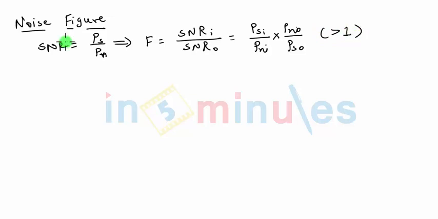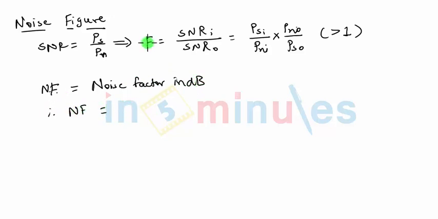Now what is noise figure? Noise figure, which we can write as NF, is nothing but noise factor measured in dB. So it is nothing but noise factor represented in dB. Now how can I convert the value of noise factor in dB? It will be nothing but 10 log of F. So 10 log of F to the base 10 will give me the noise figure.